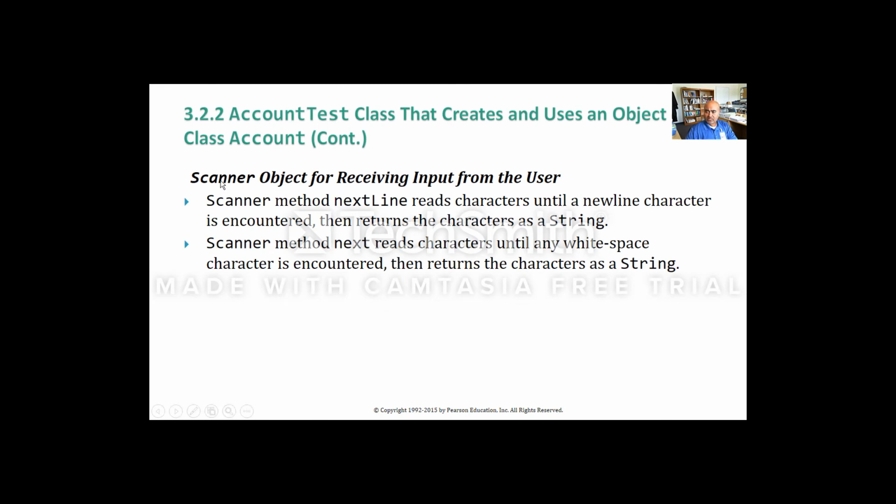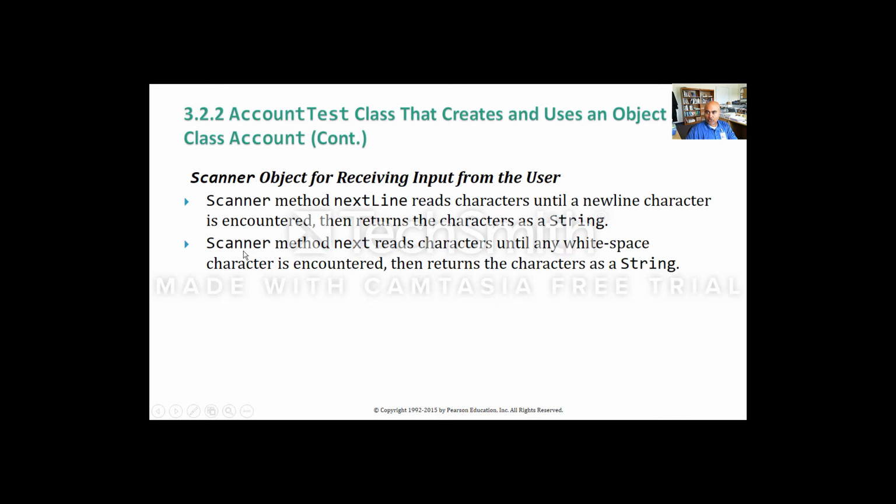Already talked about the Scanner object. nextLine, this is the new method that you are seeing over here. This is a method that reads characters until a newline character is encountered. So basically, unless you hit a return, it keeps on taking all the values. It will take a space, but as soon as you hit a return, it knows that you are at the end of the argument.